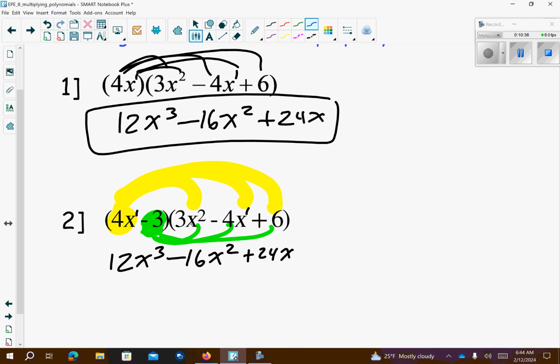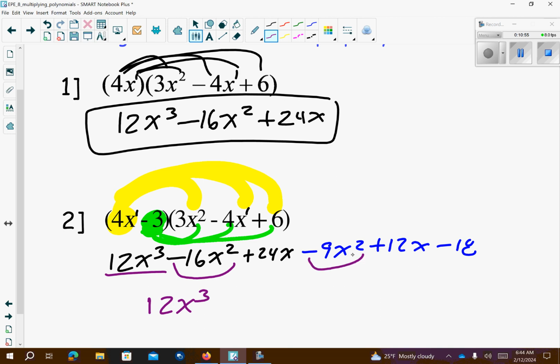All right, so negative 3 times 3x squared is negative 9x squared. Negative 3 times negative 4x is positive 12x. Negative 3 times 6 is negative 18. Now I'm going to go ahead and combine my like terms. So I have 12x to the third. I don't have any others to combine with.